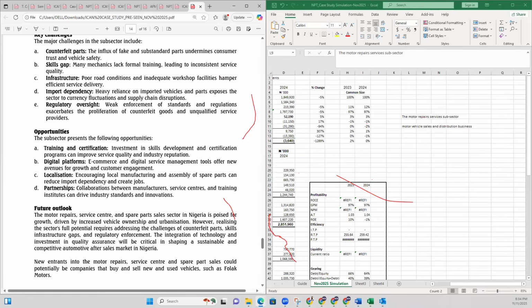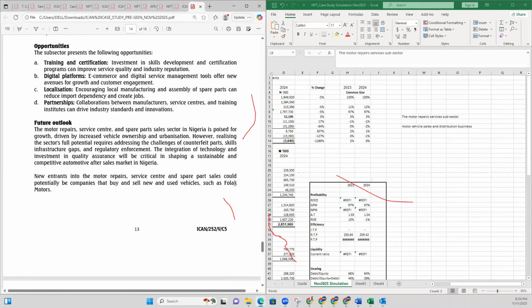after-sales market in Nigeria. New entrants into the motor repairs, service center, and spare parts sales could potentially be companies that buy and sell new and used vehicles, such as Folak Motors. And this is, thank you for reading.